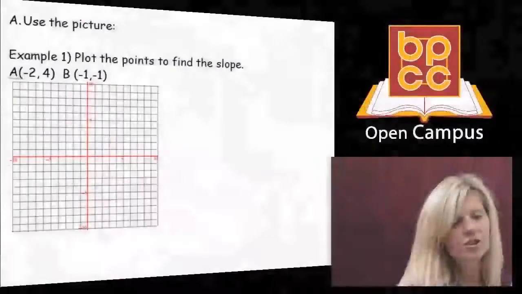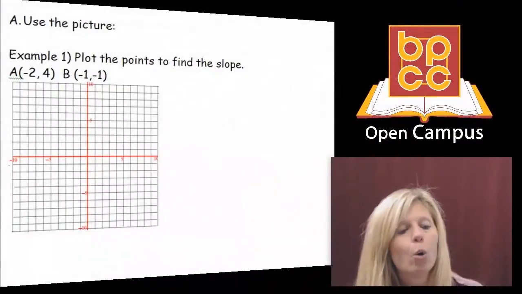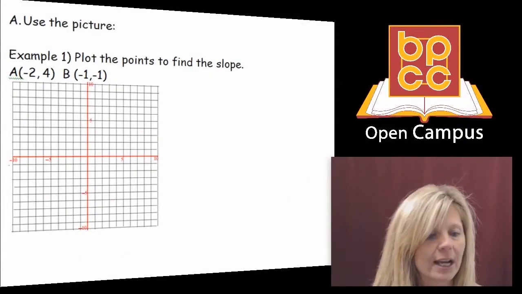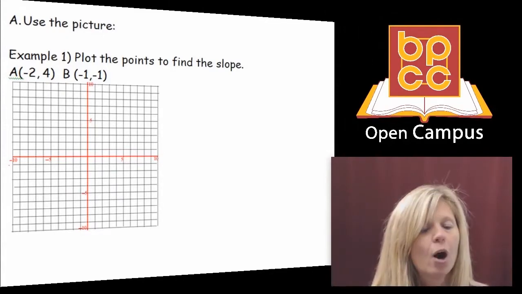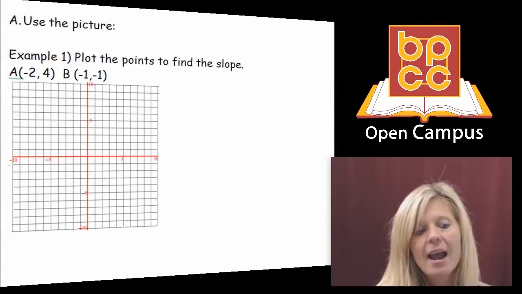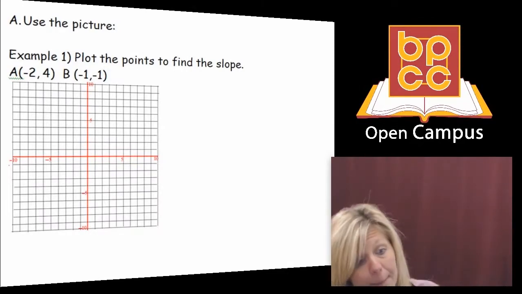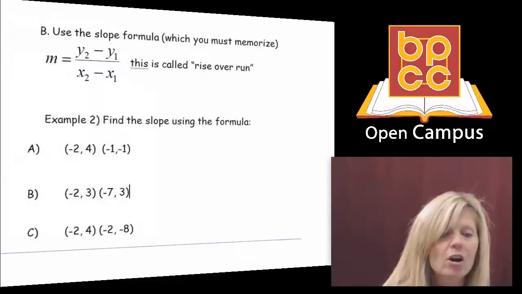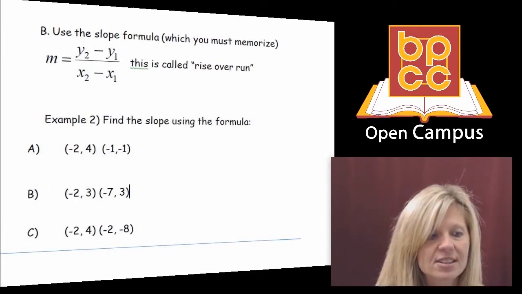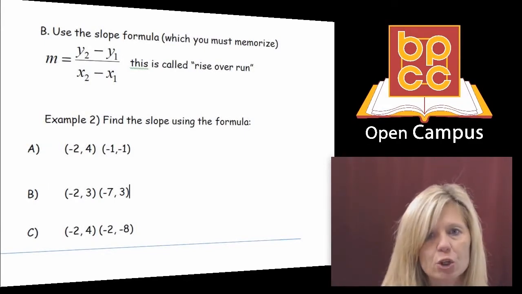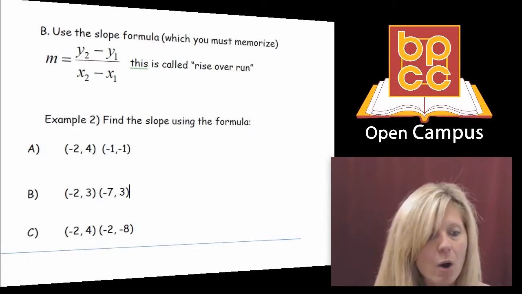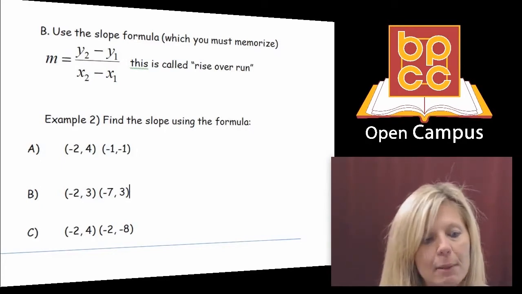So now that we understand how to find the slope using the picture, what happens if you don't have your handy-dandy graph paper with you? Well, mathematicians said, you know what? Everything that can be done looking at a picture can be done by doing paperwork. So if we look at our next slide, it says the second way to find the number for slope is using a formula. And I know I put the big M word up there that you have to memorize it.